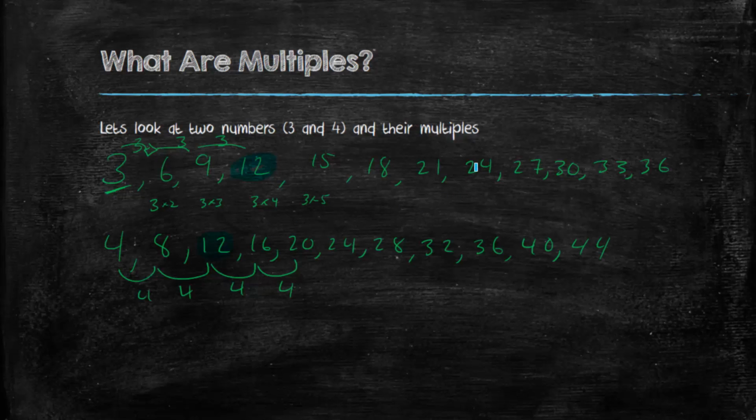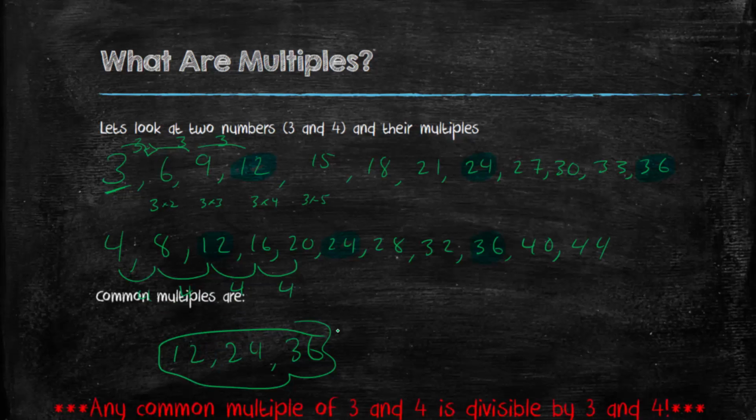The next number here is 24. 24 is a common multiple of both. And 36 in this set. Obviously, if I continued with the multiples here, I'd find many more. But the common multiples here are 12, 24, and 36. So these are the common multiples of 3 and 4.